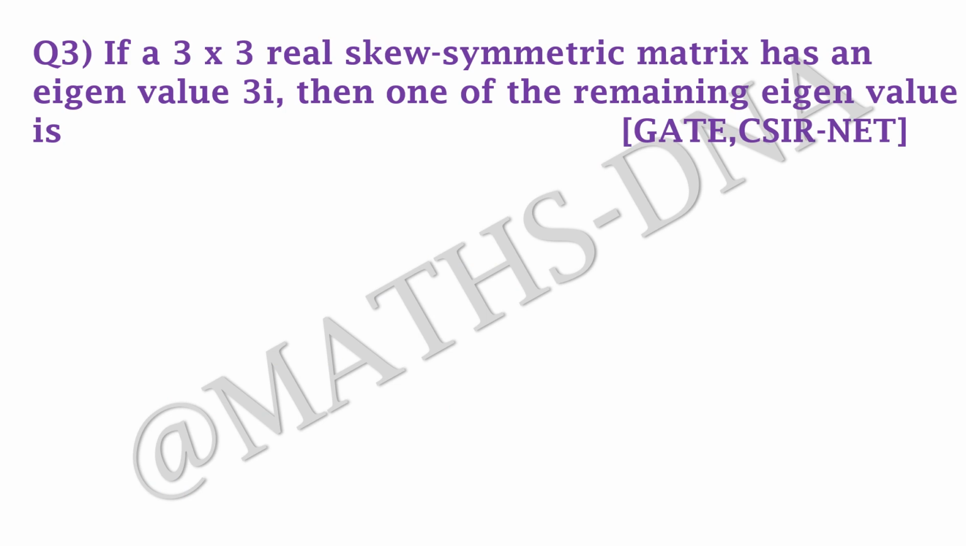Moving on to our next question. If a 3 cross 3 real symmetric matrix has an eigenvalue 3i, then one of the remaining eigenvalues is. This question was asked in GATE and CSIR-NET examination. The options are A 1 by 3i, B 1 by minus 3i, C 0 and D 1. You can pause the video over here and try it by yourself once. Now let us solve it.